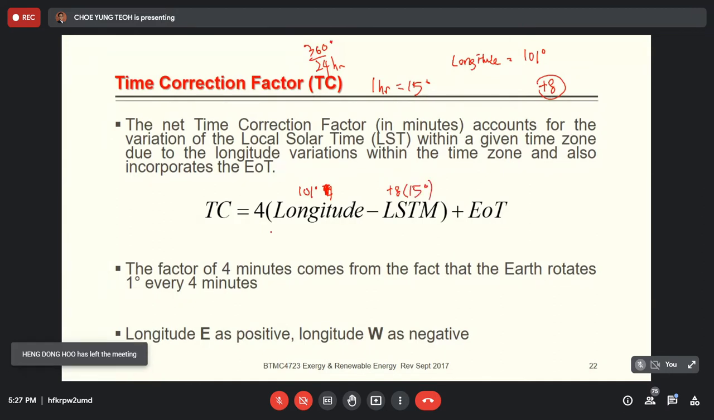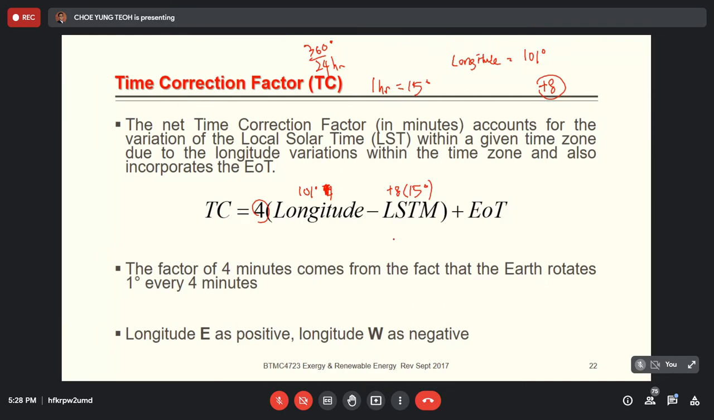Okay, so now I adjust back already. 101 minus 8 times 15. I adjust back to whatever it should be. And I multiply with 4, because for the time correction factor, the unit must be in terms of minutes.